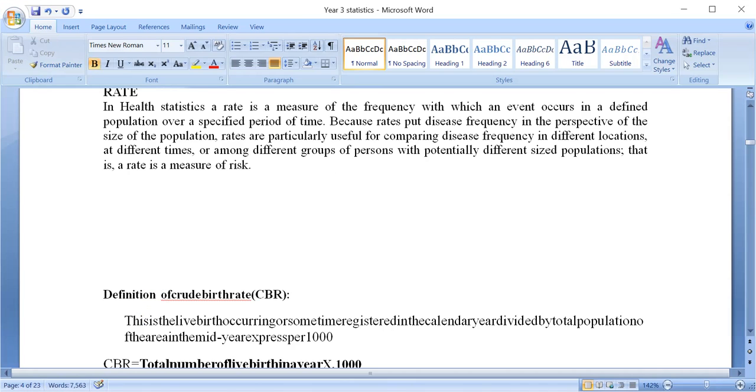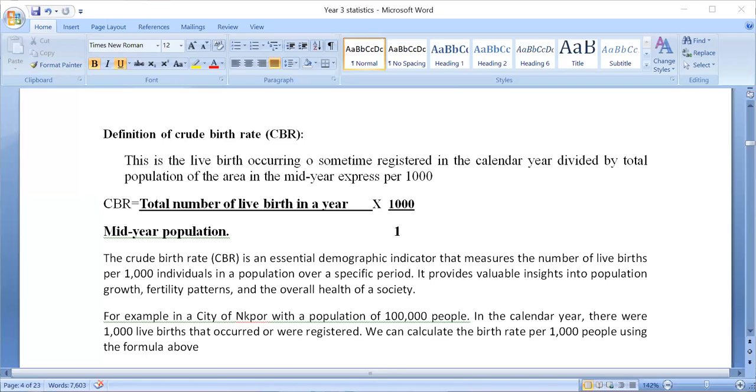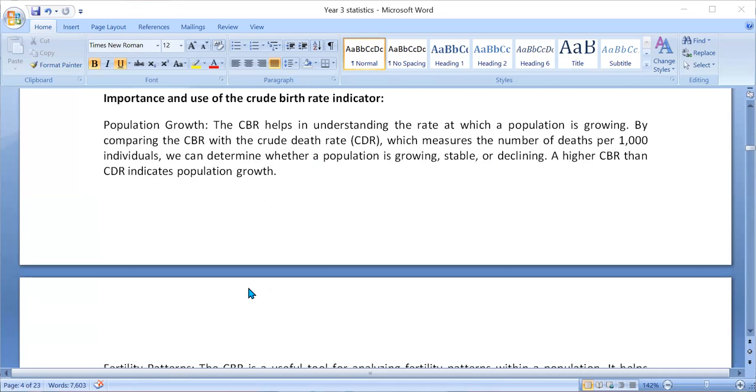Okay, so one of the measures of rates is crude birth rate. Crude birth rate is one of the indicators used. Crude birth rate is the total number of live births in a year over the mid-year population. Okay, so that's what crude birth rate is all about.